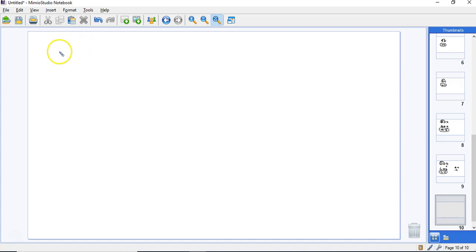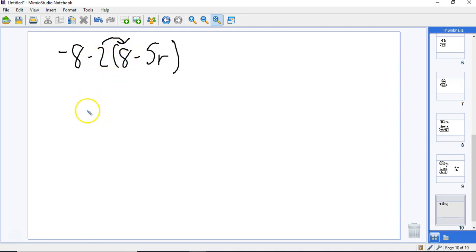Moving on, we've got -8 minus 2 parentheses 8 minus 5r. So we're going to distribute. This counts as a -2. -2 to 8 would be going to copy down this -8. We get -8, and then -2 times 8 would be 16, -16 minus 16.